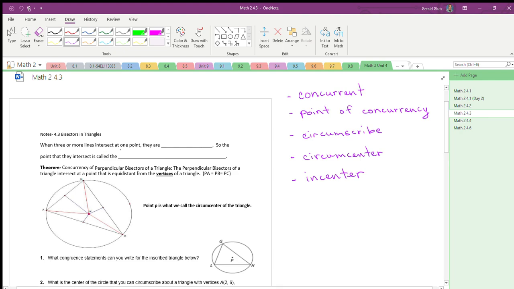When three or more lines intersect at one point, they are called concurrent. So there's our first word from the list. Concurrent just means when three or more lines intersect at one point, which is going to happen, as you can see in this first shape that we have. The point that they intersect at is called, well, you could probably guess by looking at the list, the point of concurrency.